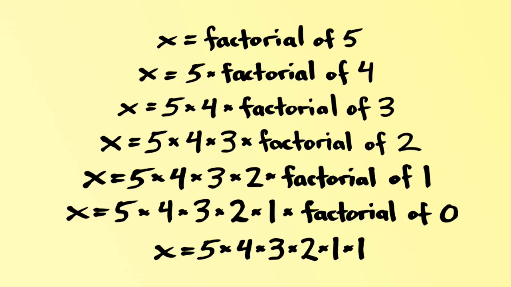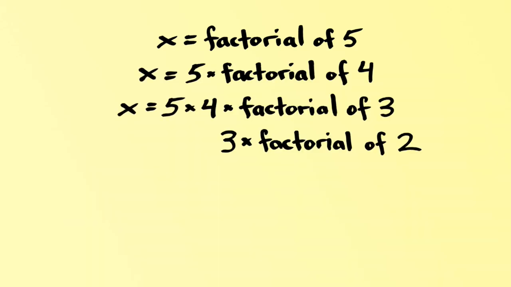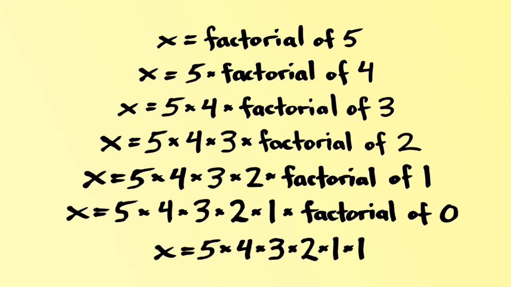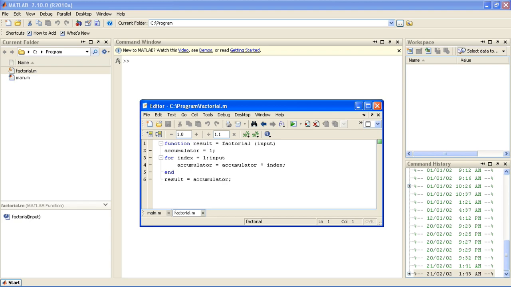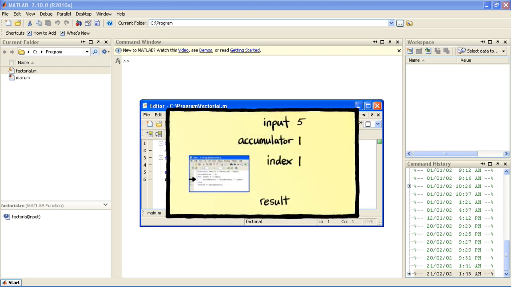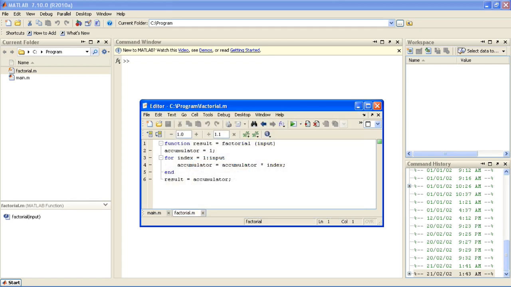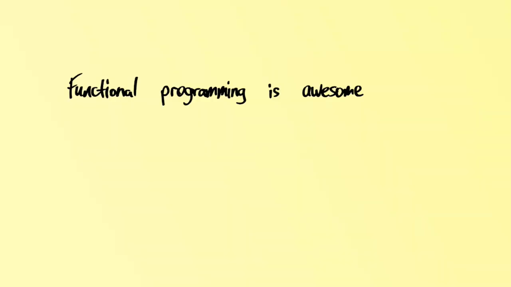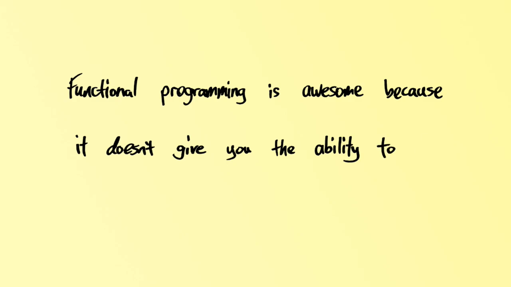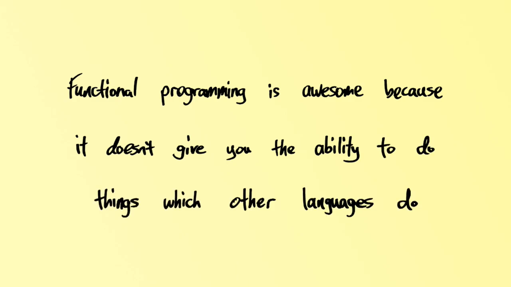In this expansion of factorial 5 working out to this product, all of the steps were simply the act of replacing something with its equivalent. In the procedural program, we used the variables index and accumulator, both of which had to change value many times in between calling the function and getting the result. So functional programming is awesome because it doesn't give you the ability to do things which other languages do. Actually, we'll be talking about advantages and disadvantages nearer to the end of this video, but to foreshadow, it's a good thing, trust me. Immutability, though.